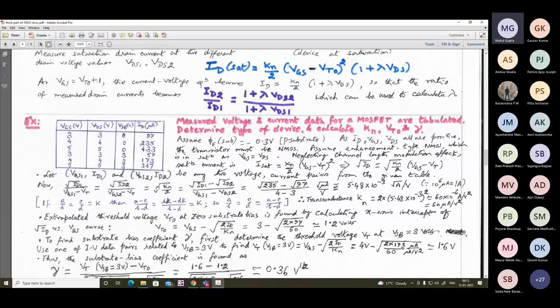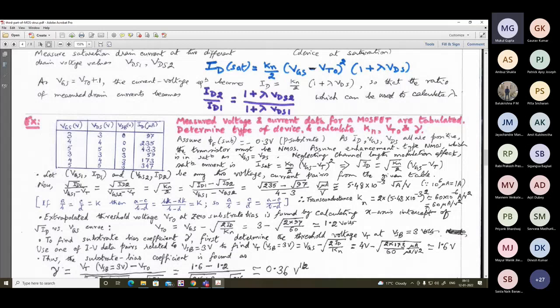So what is that? Suppose ID1 equals 235, ID2 equals 97, VGS1 equals 4, and VGS2 equals 3. Then root over 235 minus root over 97 upon 4 minus 3. So this is root over Kn by 2. So what do we do? You square it up. 5.48 into 10 to the power minus 3, whole square, multiplied by 2 will give me Kn.